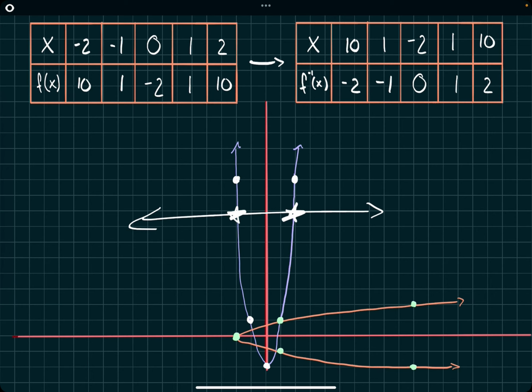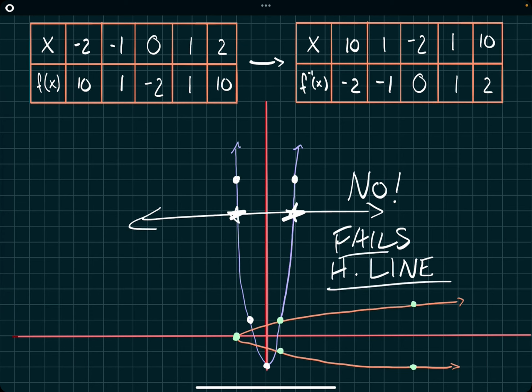So basically, if you were given the original function and they asked, does this have an inverse that is also a function? You would say, no, it fails the horizontal line test.